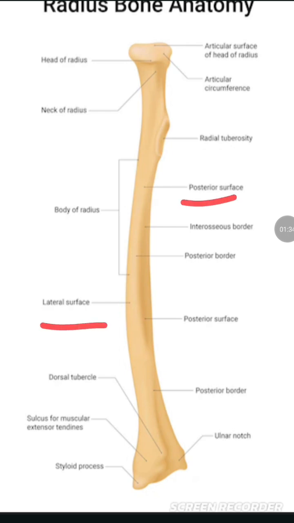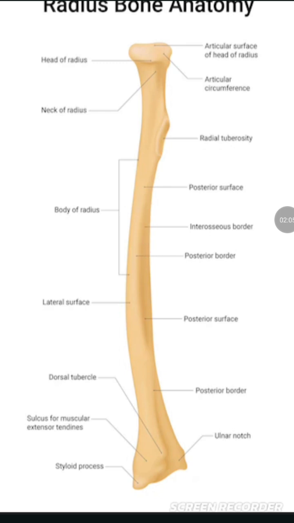This border of the lateral surface is called the lateral border, and this border of the posterior surface is called the posterior border. Then we have the anterosseous border. This is the border where the anterosseous membrane is present, which forms a fibrous joint between the radius and the ulna.